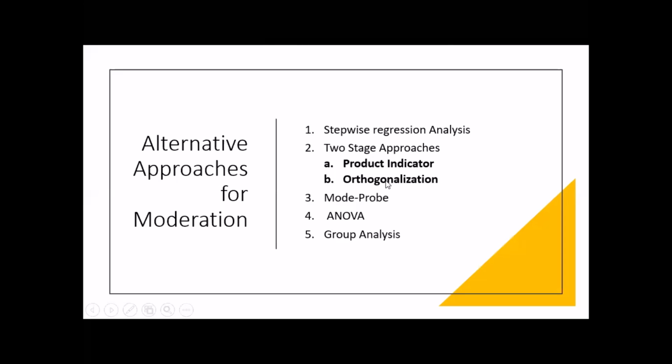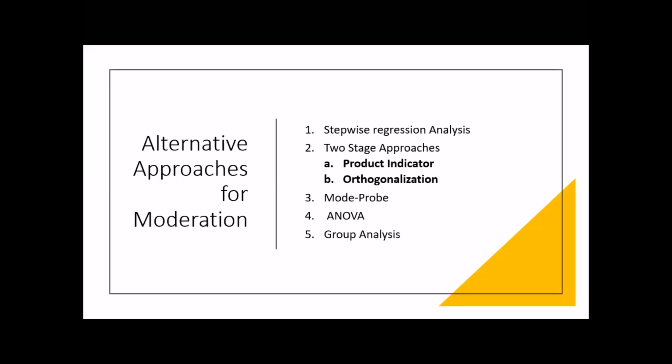So in today's discussion, I'm going to introduce you to a variety of alternative approaches for the purpose of performing moderation analysis. These approaches are listed here on this screen. The first one is stepwise regression analysis, which is also known as hierarchical moderation analysis. The second technique is the two-stage approaches. Here, product indicator and orthogonalization are two different approaches which may be considered under the domain of two-stage approaches.